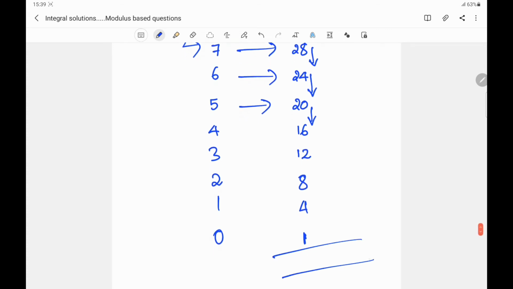Again, the answer choice which we are going to get, when it is divided by 4, the remainder will be 1. So it will be of the form 4p plus 1.